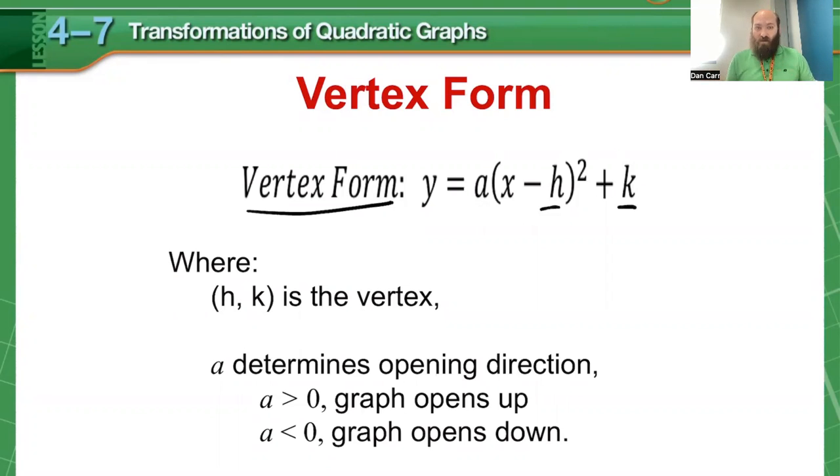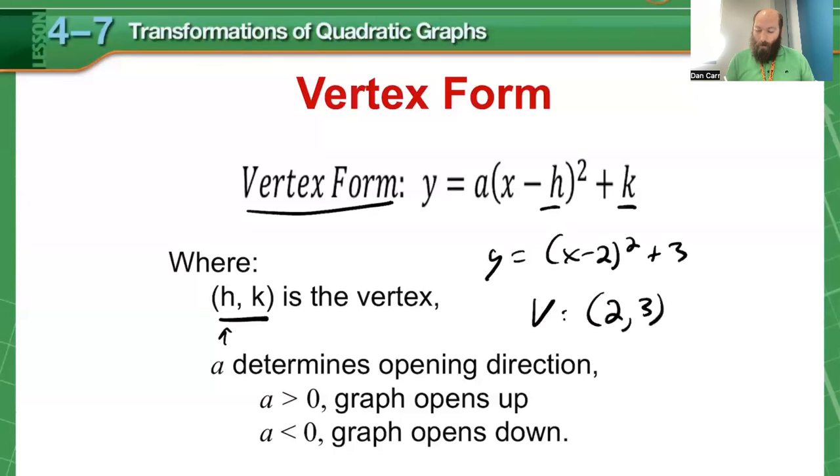So x minus h is actually going to be like the h, and k is my vertex. So you notice it's opposite: if it's negative h in the equation, it's a positive h here. Okay, so for a quick example, if I say y is equal to (x minus 2) squared plus 3, my vertex is at the point positive 2, positive 3. Okay, a does the same job it does before.